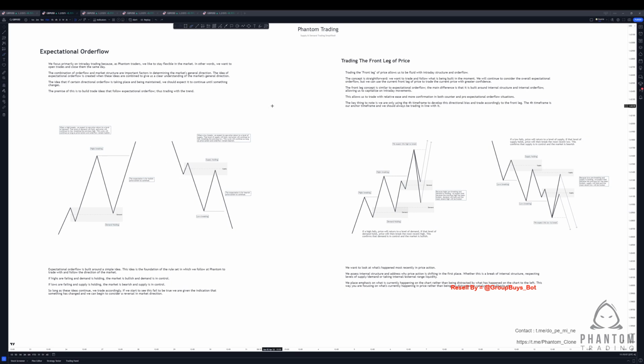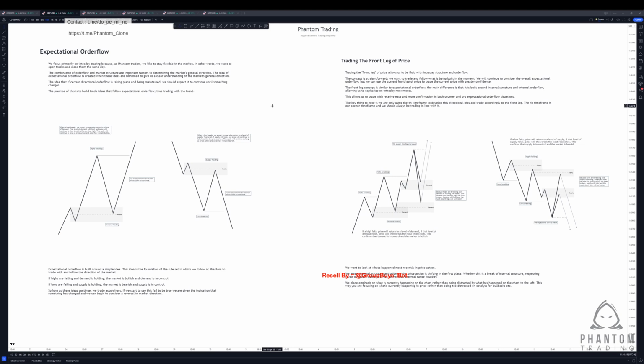Now let's talk about trading the front leg of price. Trading the front leg of price allows us to be fluid with intraday structure and order flow. The concept is straightforward. We want to trade and follow what is being built in the moment. We will continue to consider the overall expectational order flow, but we can use the current front leg of price to trade the current price with greater confidence.